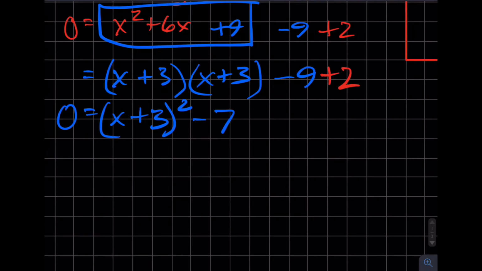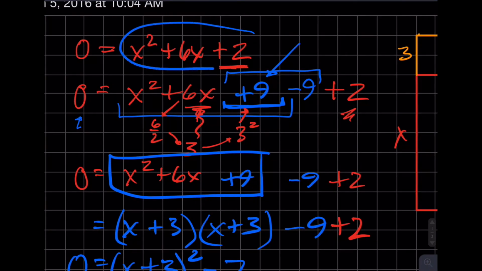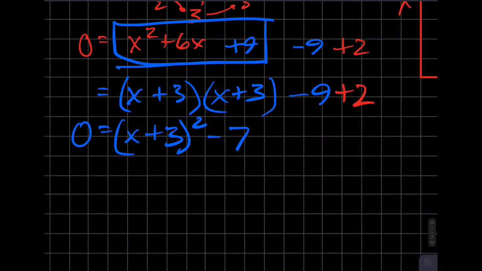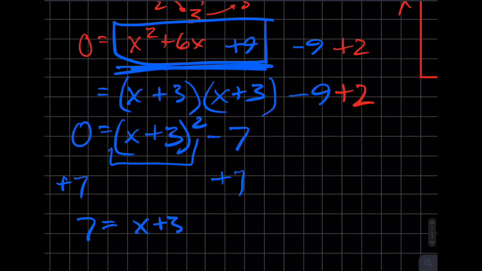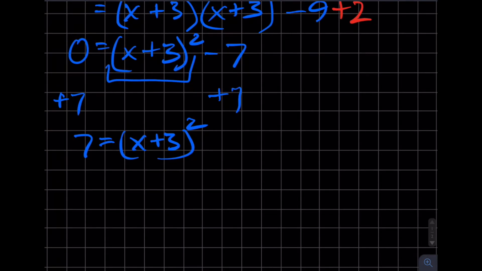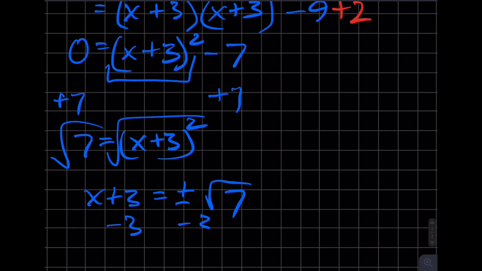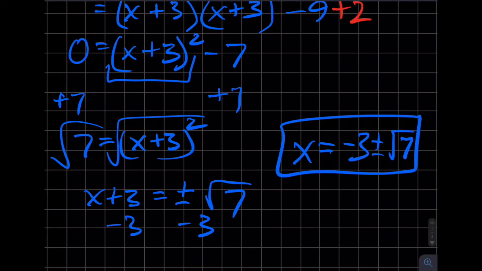And so I've just completed the square. I turned this non-perfect square trinomial into a perfect square trinomial such that I can write it this way. So then watch the math that I can do. If I add 7 to both sides, I get 7 equals x plus 3, the quantity squared. Now I can effectively take the square root of both sides and get x plus 3 equals plus or minus the square root of 7, and subtract 3 from both sides and get x equals negative 3 plus or minus the square root of 7. So there are two answers there. All right? Two answers. So that's completing the square.